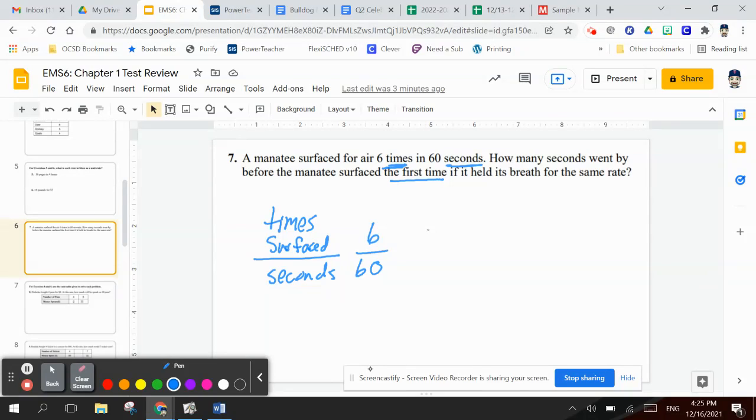We want to know how many seconds went by before the manatee surfaced the first time. So the manatee surfaced once. We want to know how many seconds. That's the one that's blank. So to solve, I cross multiply. 60 times 1 is 60. I divide by the only number I have left, which is 6, which gives me 10 seconds.